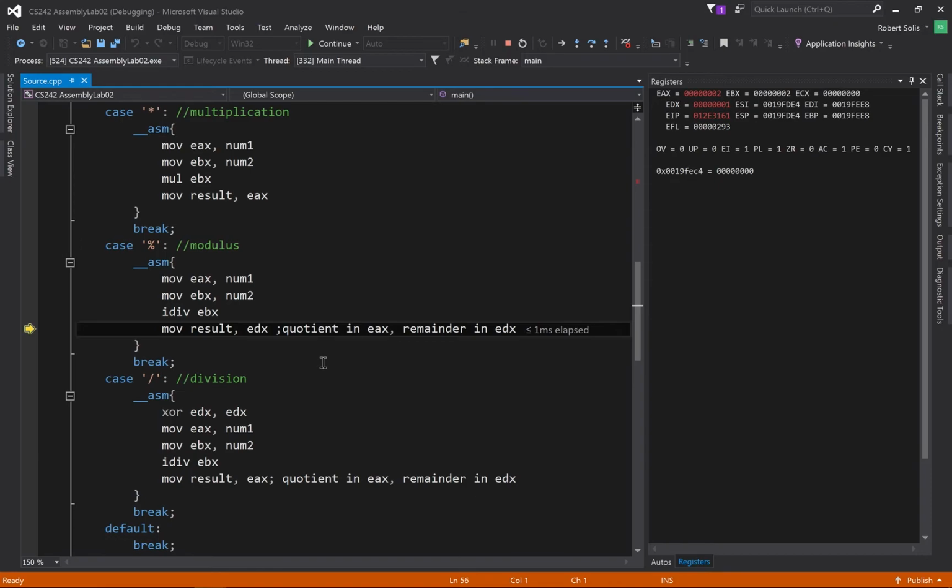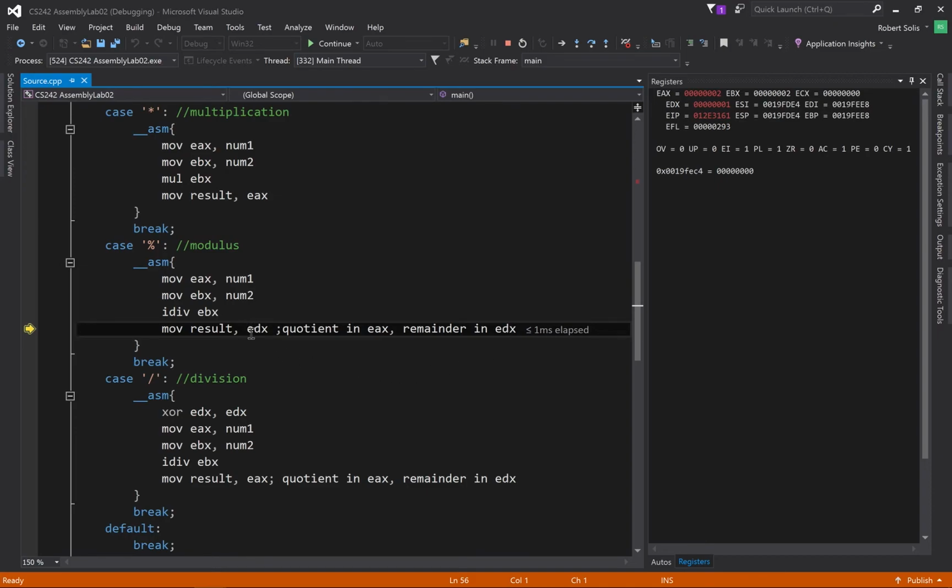By the way, in assembly, if you want to write a comment, this is how you do it. See that semicolon right there? See, in C++, you do slash, slash, and that's a comment. Well, in assembly, you put a semicolon, and then everything after that semicolon is considered a comment. And so I'm just writing a comment here to remind me that for IDIV, the quotient is placed into the EAX register, and then the remainder is placed into the EDX register.